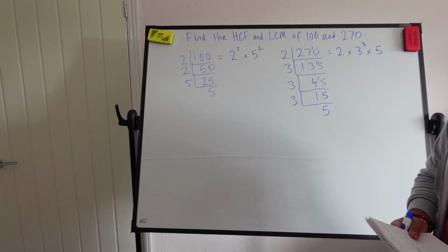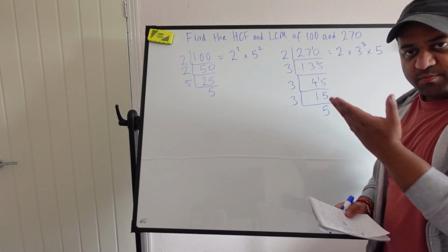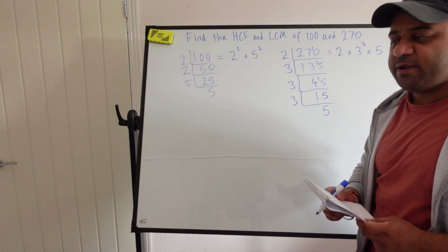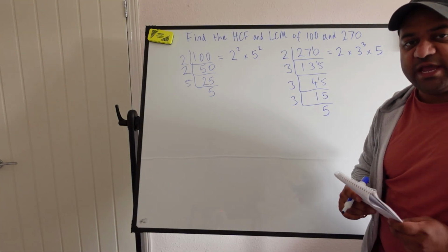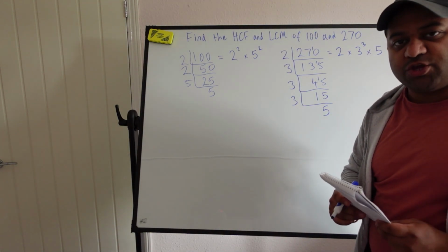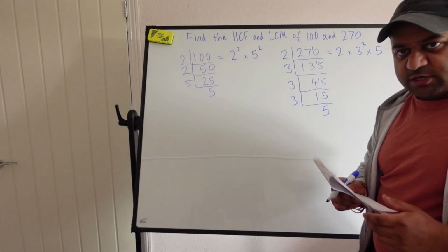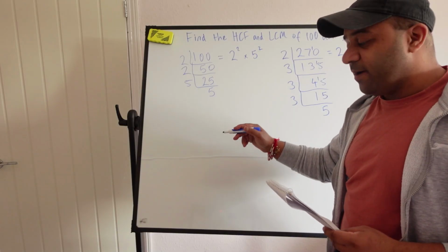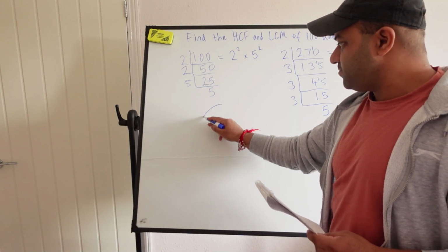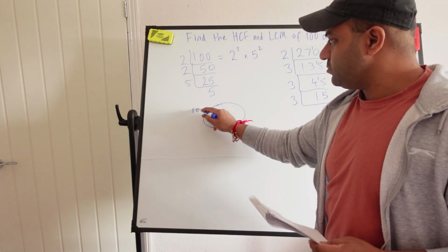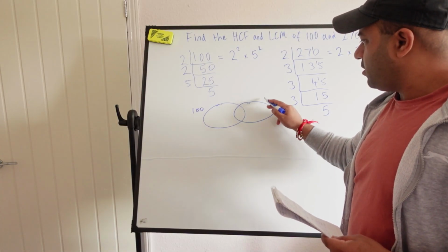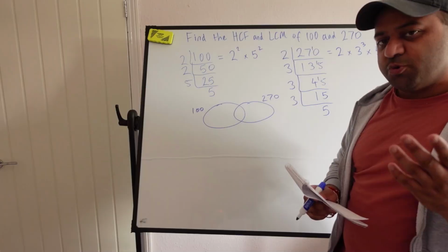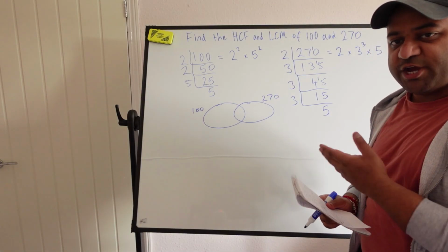Okay, so I've broken down the numbers into their prime factors. 100 is made of 2 squared times 5 squared, and 270 is made from 2 times 3 cubed times 5. So we could do our Venn diagram, and if you still want to do that, this is how we'd list the factors. So in the overlap, this is where we'd write down the numbers that they share.